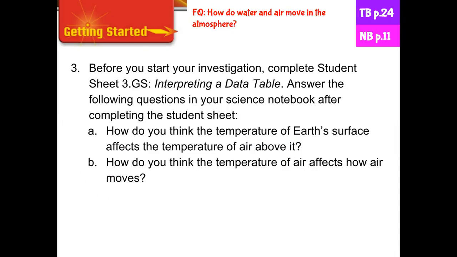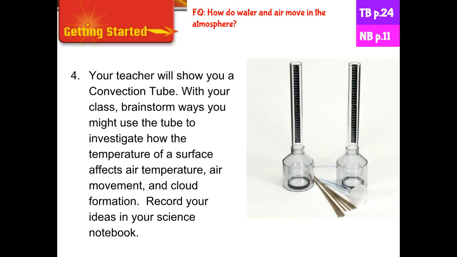And for number 3, we're going to be talking about data tables and how do you think the temperature of the surface of the Earth affects the air above it, and how will that temperature affect how air moves. So kind of thinking back to Lesson 2, when we talked about the heating of the Earth's surface, and now bringing in the atmosphere, the area above the Earth's surface. And then we're going to be looking at these things called convection tubes, and we're going to brainstorm ways we can use these to record things like how surface temperature affects air temperature, air movement, and cloud formation. So we're going to be looking at a couple different pieces of equipment today.